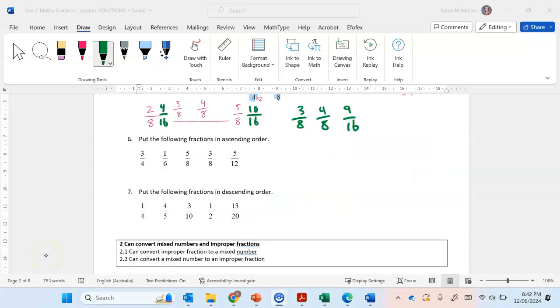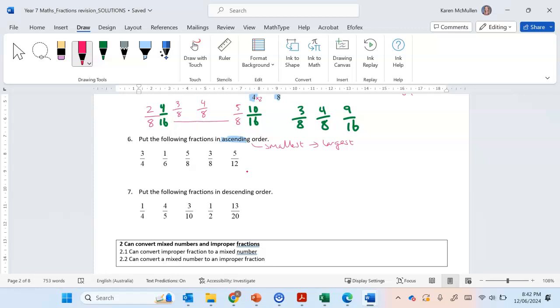All right, let's have a look at question number 6. So putting the following fractions in ascending order. So the word ascending means from smallest to largest. All right, so when we're comparing fractions, again, it's easier to do if you've got the same denominator. So we can see with these fractions here, we have different denominators. Now, you could think about where they would fit on a number line, which could make it a lot quicker.